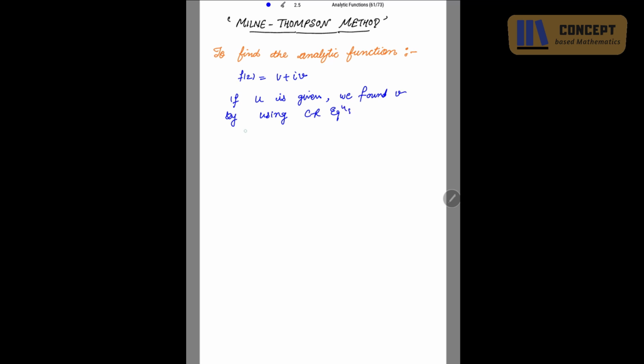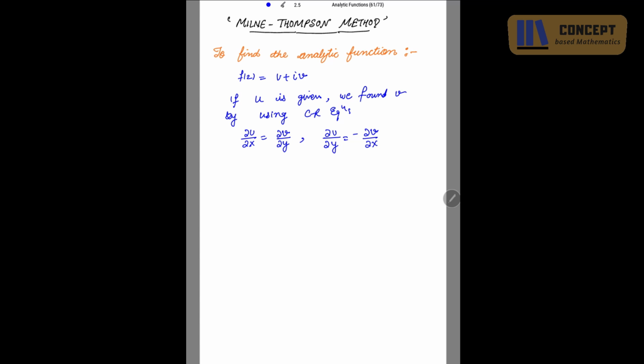What are those CR equations? That is del u over del x is equal to del v over del y, and del u over del y is equal to minus del v over del x. So with the help of these two equations, we have found out our v, that is the harmonic conjugate of u. And if v is given, you can find out the harmonic conjugate, that is u.